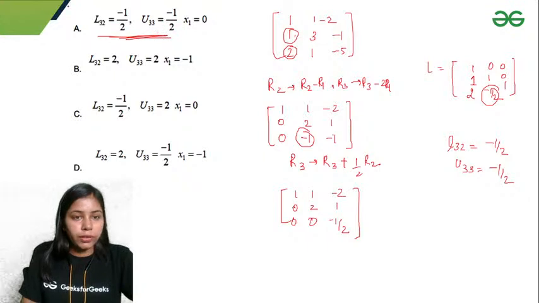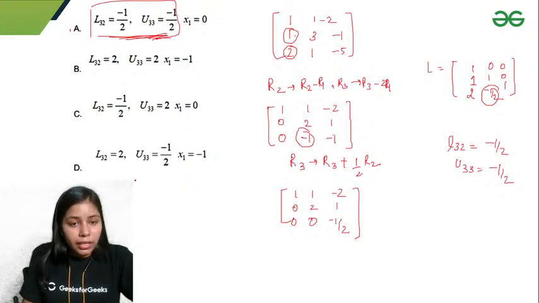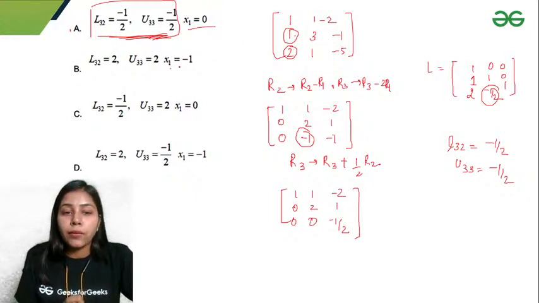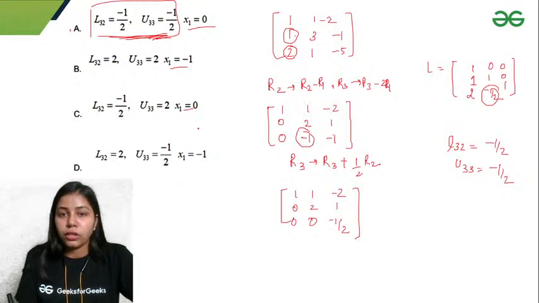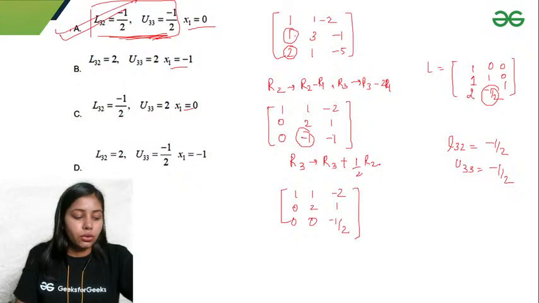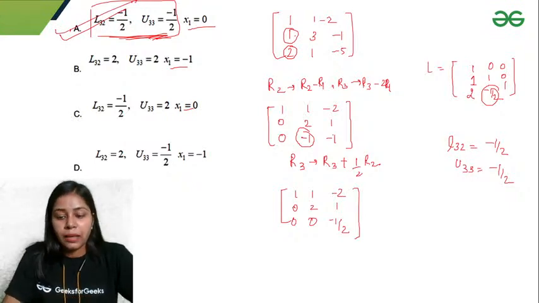This option will have this, right? L32 minus 1 by 2, U33 minus 1 by 2, and none of the other options have this value. So there is no need to find the value of x1, because I can simply directly tick option A. So here option A is correct, right?